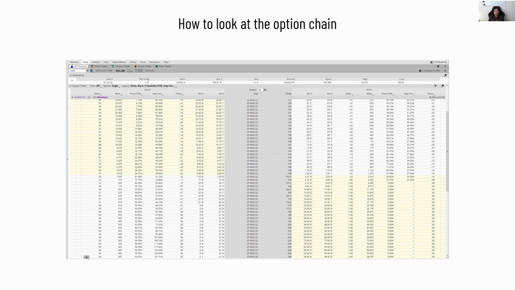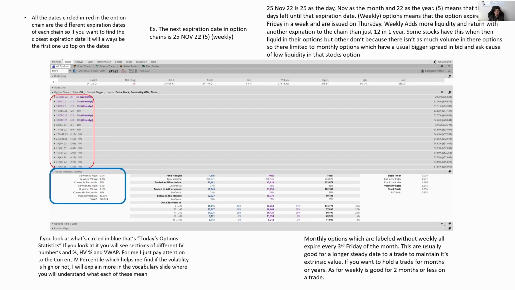All right, hi everyone. In this video, we're going to be talking about how to look at the option chain and how to really navigate the vocabulary within the option chain. Really what I'm going to be giving you in this video is a new pair of glasses so you can understand everything you look at in the option chain. So let's get down to it.